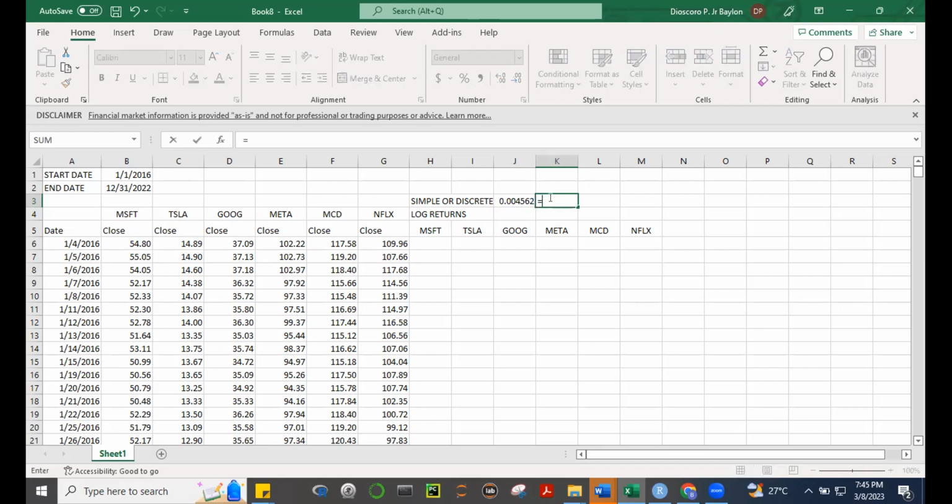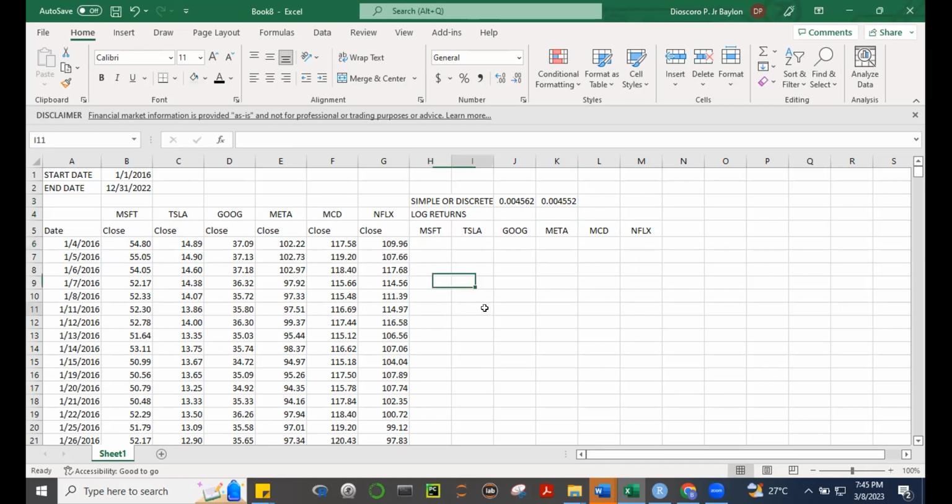Yung continuous, sabi natin, it's the log. Sa R, log; sa Excel, ln. Kasi ang log sa R is the natural logarithm. So it's ln of this divided by this. So you can see the difference. Magkaiba sila. Let's use log returns kasi sa finance, ito yung oftentimes used, kasi may advantage yung paggamit ng log returns.